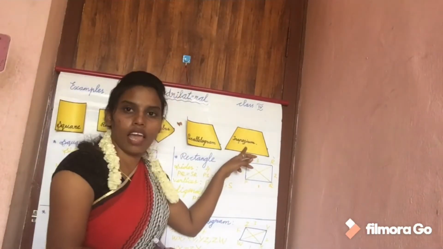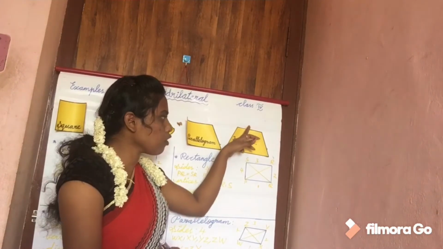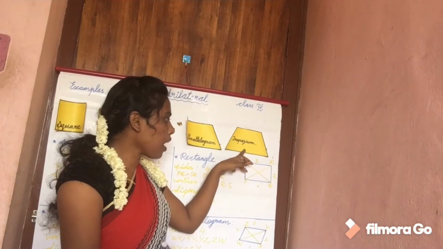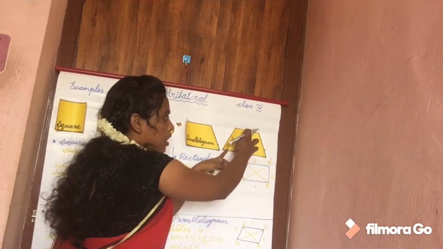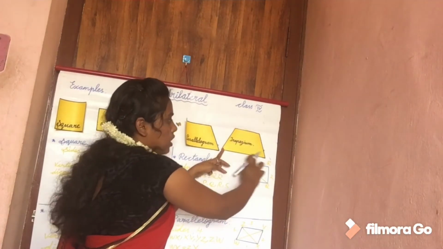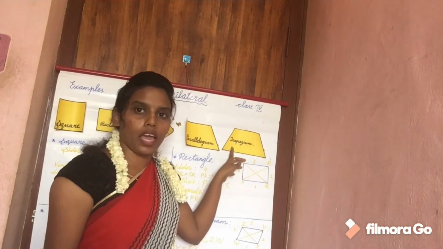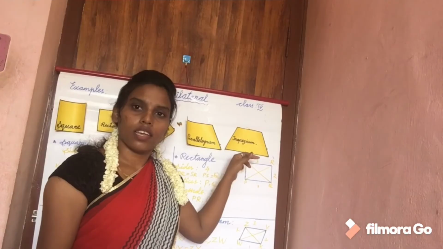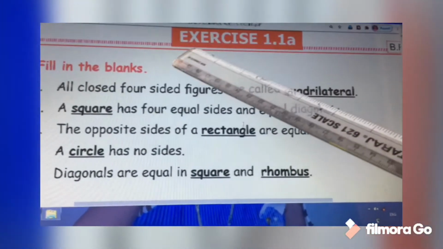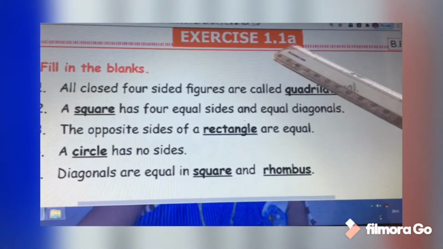Then finally we have trapezium. Trapezium is also a 4-sided figure. One pair of sides is parallel. See, now this side and this side are parallel in trapezium. Did you understand, children, what I taught now? Now we'll see exercise 1.1a.